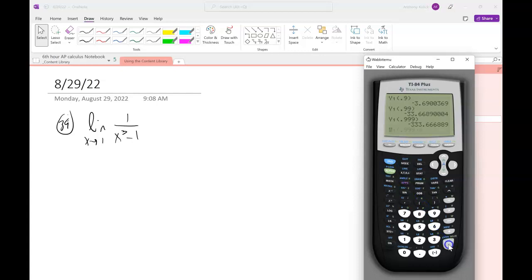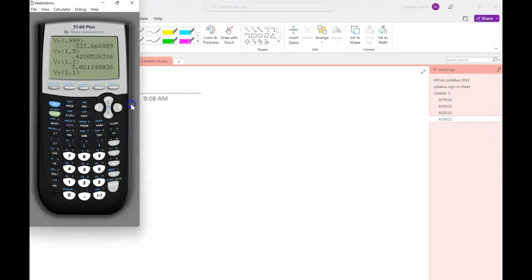Now let's check from the right. So I'll start above 1. So maybe I'll start with 1.5. And then maybe try 1.1. And then 1.01. And then 1.001. I think at that point, I see it just getting bigger and bigger and bigger. Looks like this one is bombing off towards positive infinity.